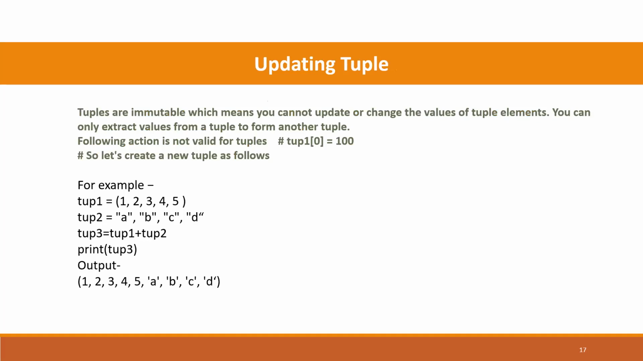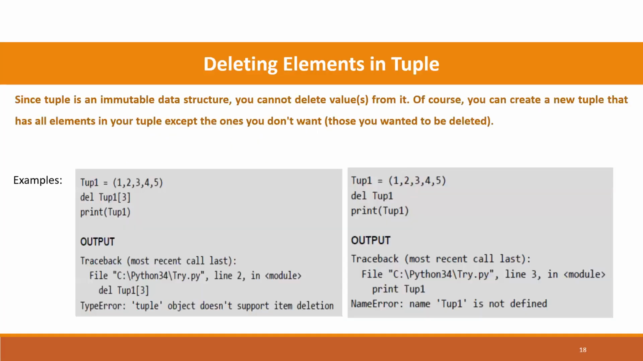Updating a tuple. We cannot modify a tuple, as I already told you, because a tuple is immutable in nature. That means we cannot modify or change it. We have two operators, like in a list. One operator is plus, the concatenation operator, which is used for joining two tuples. In this example, tuple 1, tuple 2, I'm using plus between these two. Tuple 3 is generated, and it is the joining of these two tuples. The multiplication operator is also present here, which is basically used to replicate the elements. So there are two operators: one is plus, another one is multiplication.